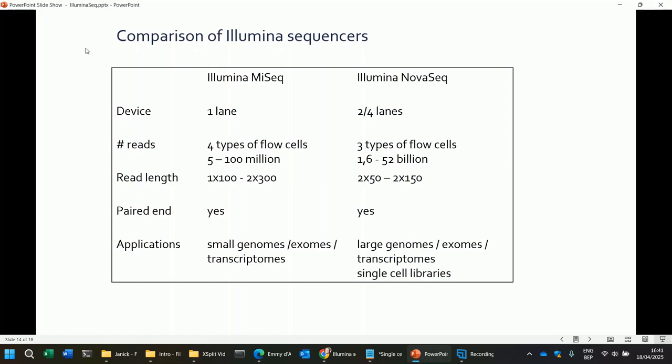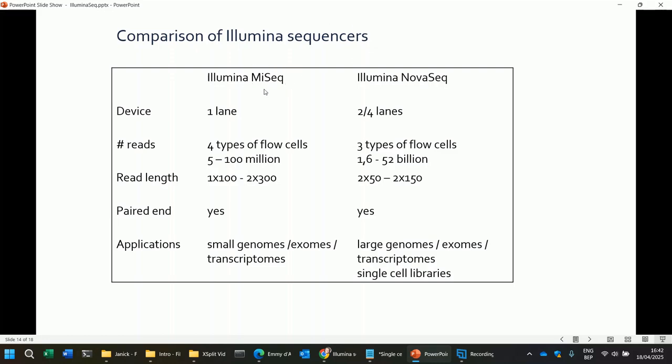This slide gives a comparison of the two sequencers that are being used by the VIB Nucleomics Core. Illumina has a lot more sequencers than this, but in this slide I will just focus on these two. Sequencers differ mainly in how many reads they can generate.